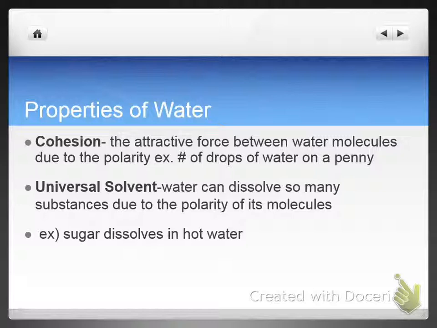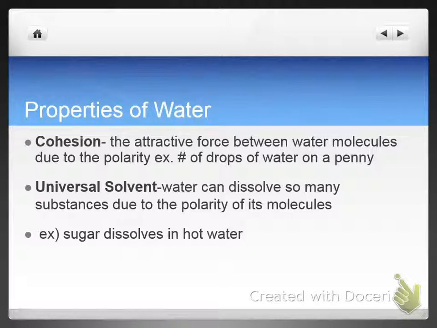Raindrops are also another example of cohesion. In a cloud, the tiny individual molecules of water stick together. They are cohesive, they coalesce, and they form larger drops that fall to the earth.